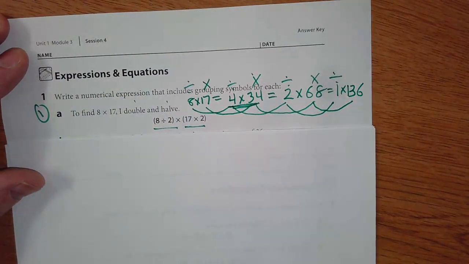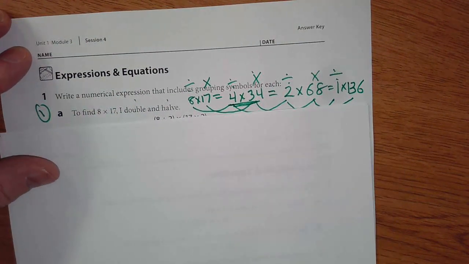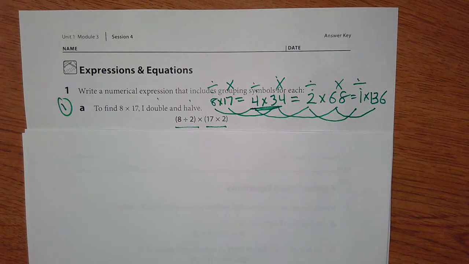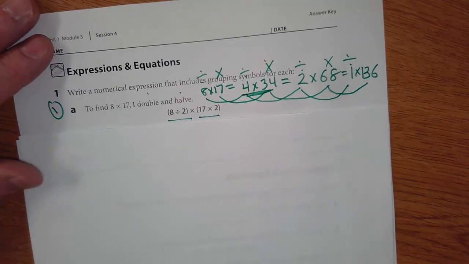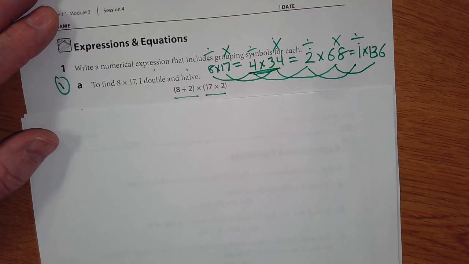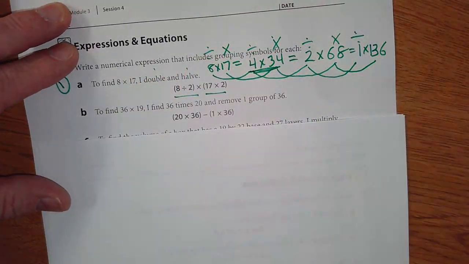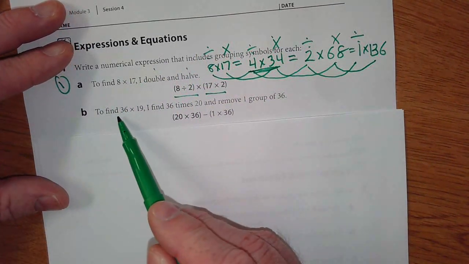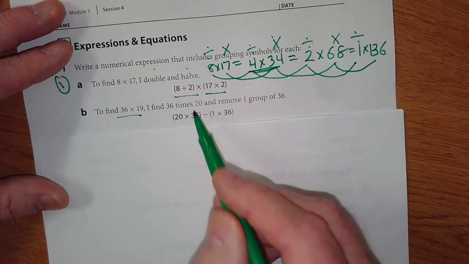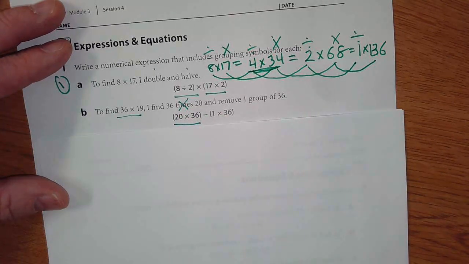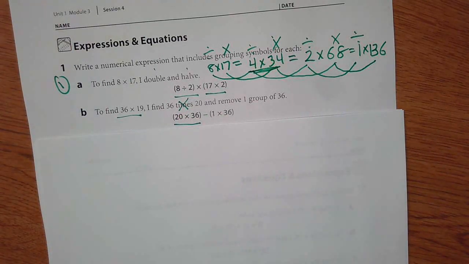Good job. How about 2? Anybody got number 2 correct? I mean 1B, sorry. Miss Fitch, what'd you put? 36 times 20 minus 1 times 36. Yes, that's the best way. Because it says to find this, I find 36 times 20. There it is, 36 times 20. You could have them reversed, it doesn't matter.